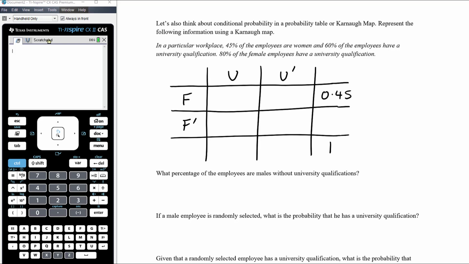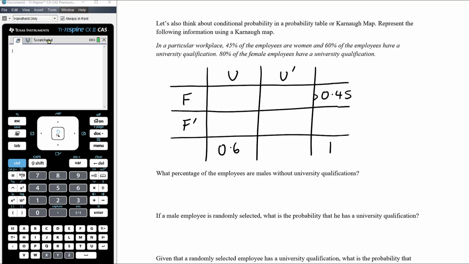60% of the employees have a university qualification. So 60% have a uni qualification. 80% of the female employees have a university qualification. Now we need to be a bit careful about that. We're not putting 0.8 here. That's a problem because that doesn't add to that and that doesn't add to that.